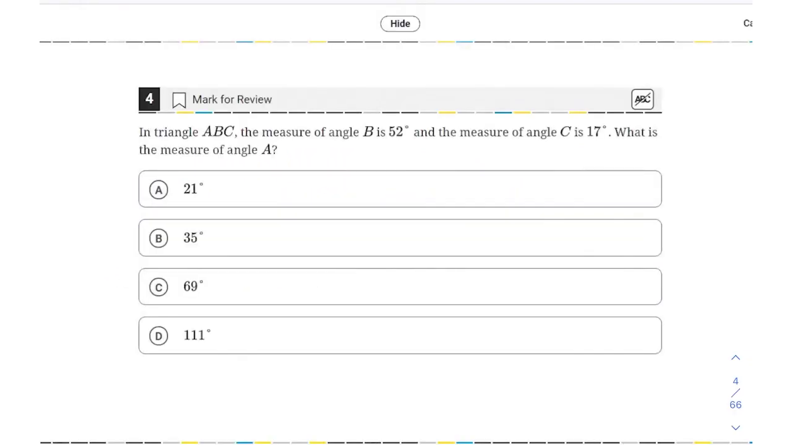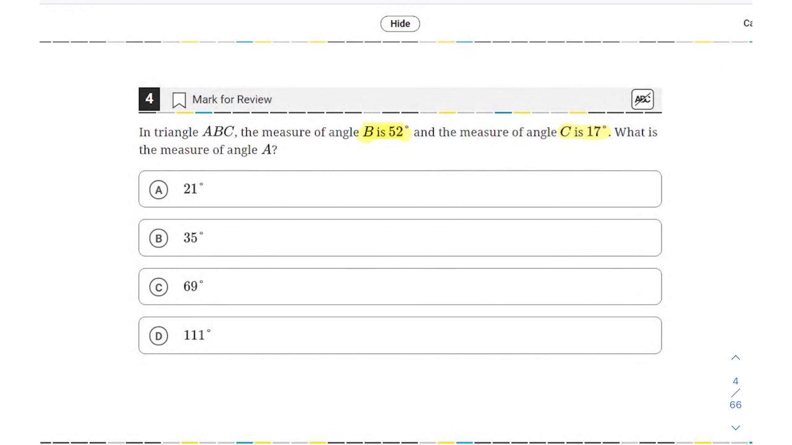Hi, this is Chris, and we are taking a look at question 4 here in Module 1 of the Digital SAT Math section. It says in triangle ABC, the measure of angle B is 52, and the measure of angle C is 17, and they want to know the measure of angle A.